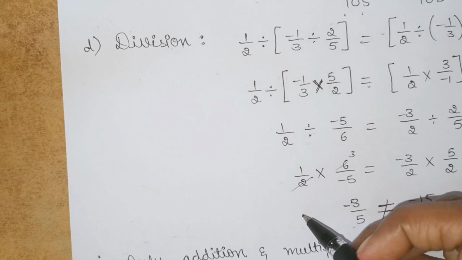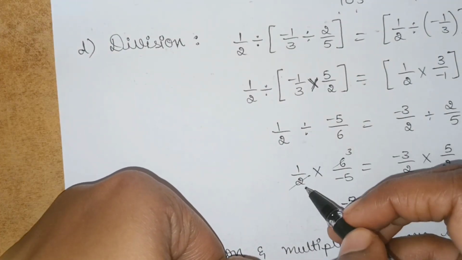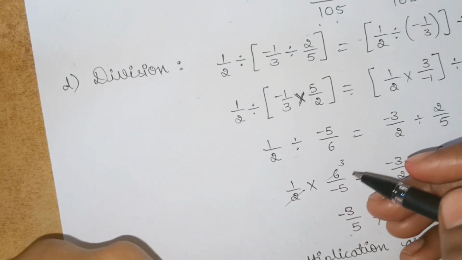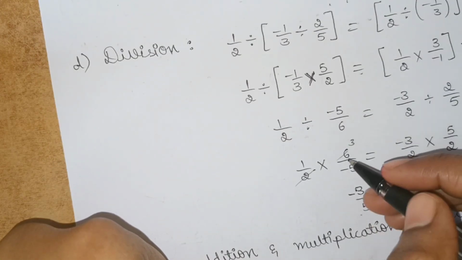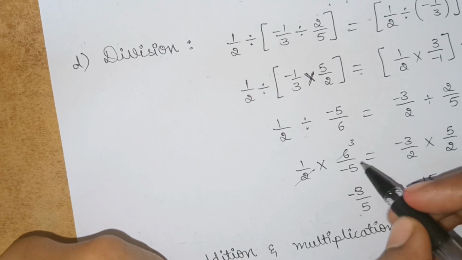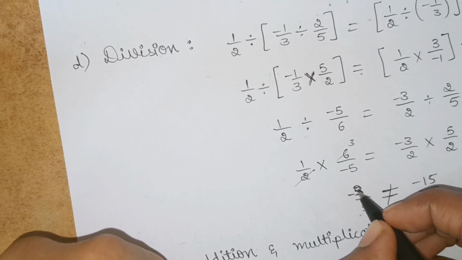Now let's solve it again. 1 by 2 is kept as it is, into, we have exchanged the numerator and denominator. So minus 5 by 6 becomes 6 by minus 5. So 2 1s are 2, 3 2s are 6. We will get minus 3 by 5 in the LHS.